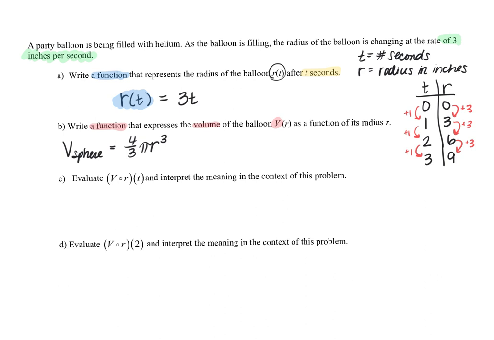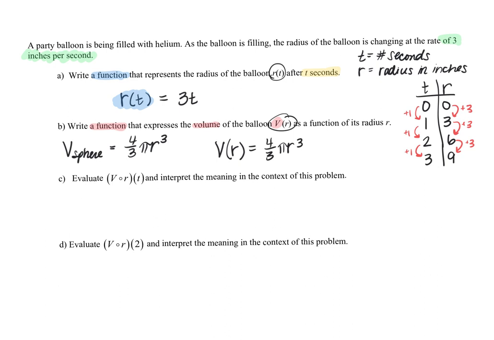So now let's go ahead and utilize our function notation. This is the volume as a function of the radius. So that would be 4/3 pi r cubed. In other words, if I put in a radius value, I will get out the volume of that balloon.